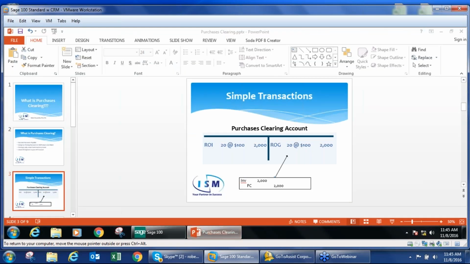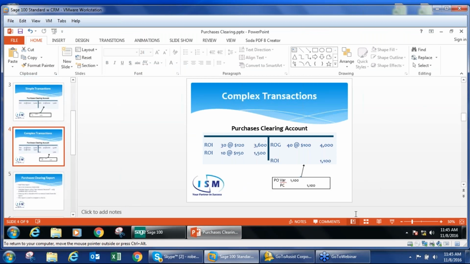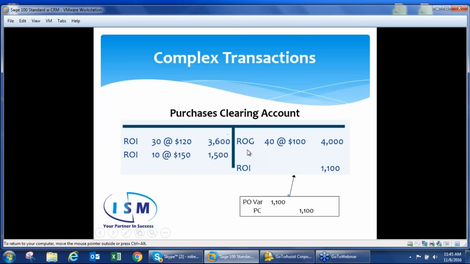Now, what happens when things do not behave this way? So the next scenario we're going to go through is when we process a receipt of goods for 40 units at $100. However, the vendor has, for one reason or another, invoiced us 30 units at $120, and then a month later sent us another invoice for the balance at $150.